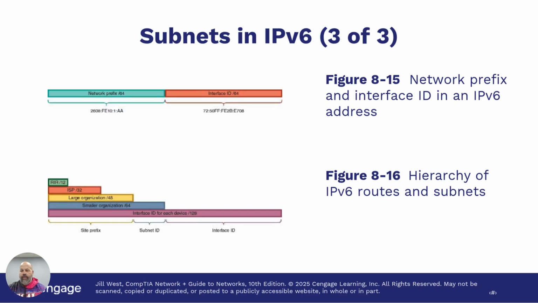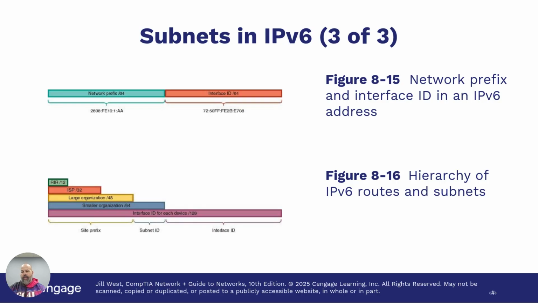A couple of diagrams that show how IPv6 addresses are structured. The top shows the network prefix and the interface ID separated clearly. The bottom shows the hierarchy. First comes the RIR allocation, which is like a regional zone, then ISP space, then large organization space, and smaller organization space. Then finally, the interface ID for the individual devices at the /128 level. Each /64 subnet provides those 18 quintillion addresses we mentioned.